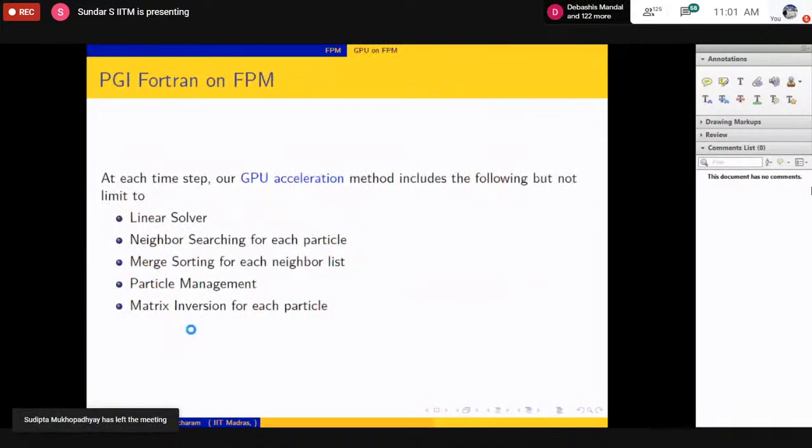Okay. So now the GPU acceleration, we have focused only on where you need the GPU acceleration. You need the GPU acceleration on the linear solver, neighbor search for each particle, merge sorting for each neighbor list, particle management, and matrix inversion for each particle. Okay, so these are all the things which require the GPU, because this is the one where I need 20%, 15% here, 10% here, particle management another 15%, matrix inversion again another 15%. Okay.